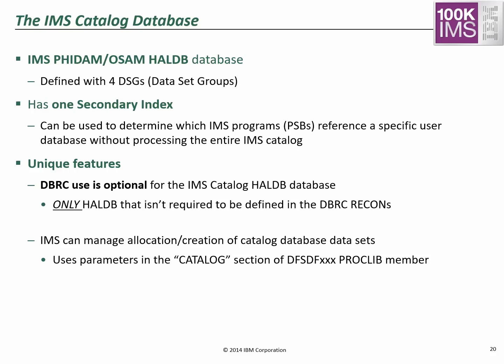Also, we gave it 4 different dataset groups. Dataset groups provide performance. So certain segments that are not going to be frequently used, you can put in one separate dataset group, and the other ones that are more frequently used, you can put in a separate dataset group. So, based on our crystal ball, looking into the future, we said some of these segments we don't think are going to be that frequently used, and these segments are going to be more frequently used. So we divvied up the segments into 4 different dataset groups, if you will. There is one secondary index on this catalog, and it can be used to determine which IMS PSBs reference a specific database without having to process the entire IMS catalog. And that's why we had one secondary index.